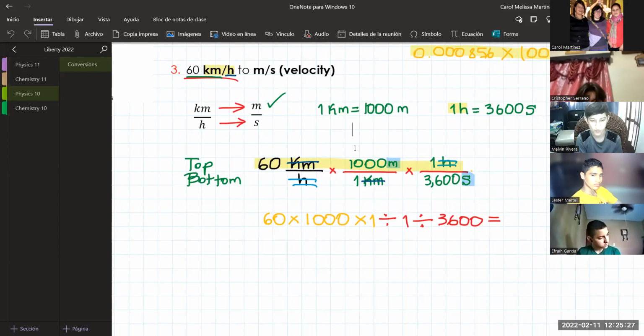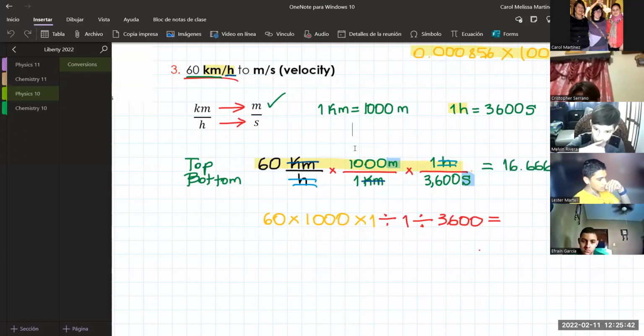60 times 1,000. Okay, in this case, the answer I got was 16.66666. And I told you, just write 2 digits after the decimal point. But in this case, we need to round because the third number is more than 5. When this occurs, just round to the next number. Or think about 66. You can round it to 67, okay?